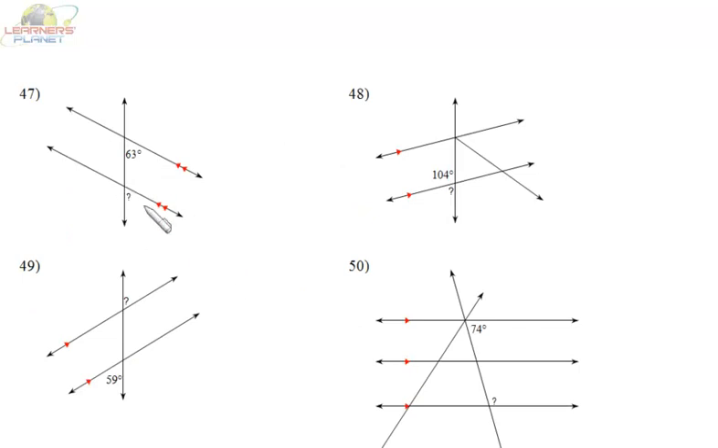Further we see over here 63 and this angle, corresponding angles. So if it is 63, it will also be 63. Clear? Since they are on the same side of the parallel lines. Here 104 and this angle, this is a linear pair. So if it is 104, their sum is 180. So if it is 104, it will be 76. Okay.